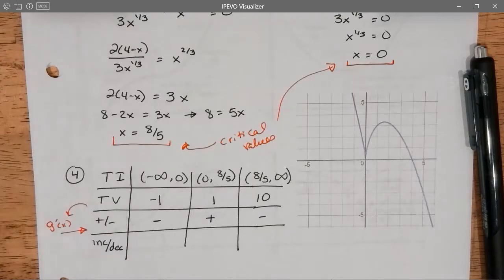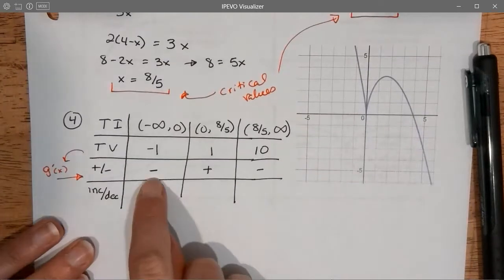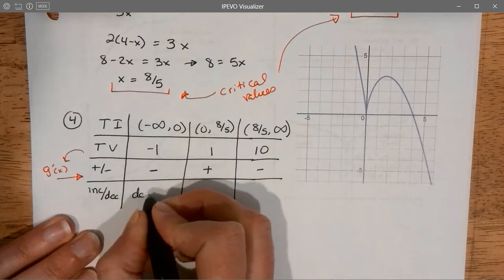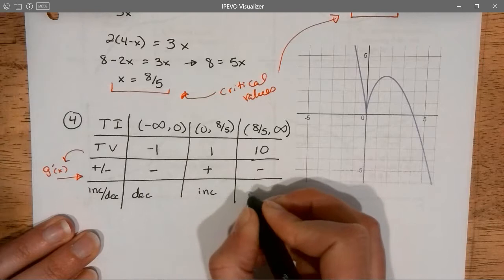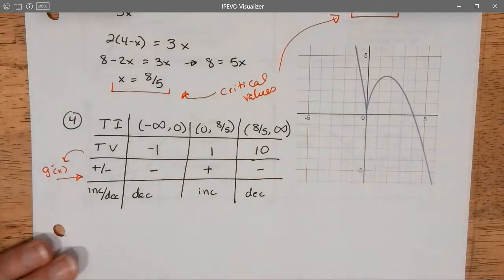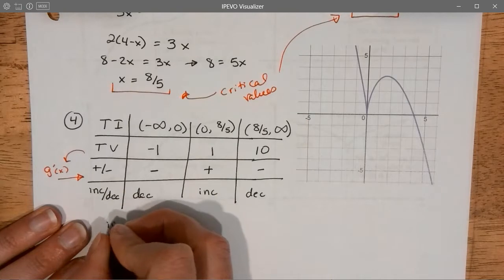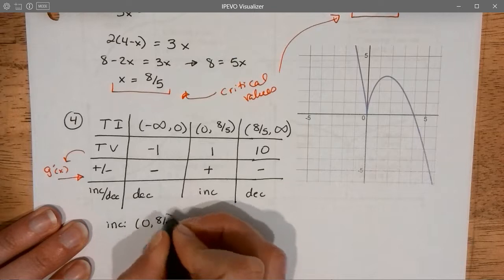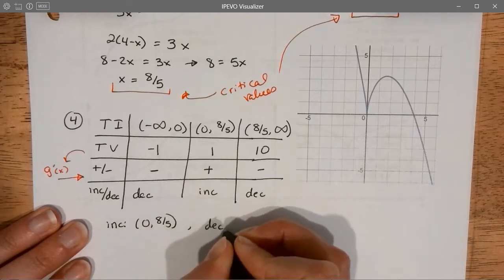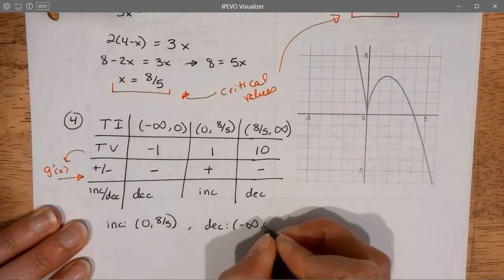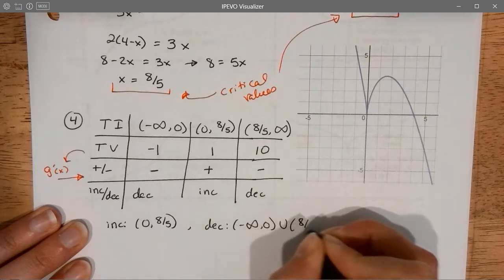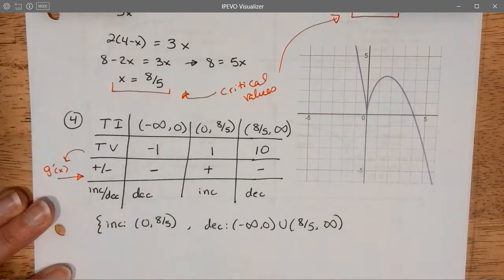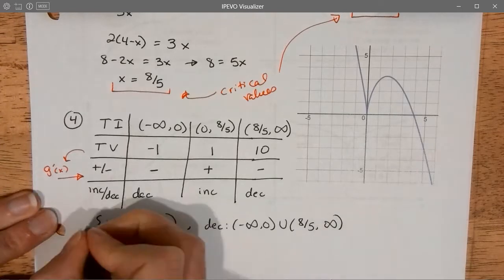Alright, back to our conclusions. Because this was negative, positive, negative, I know that negative means that the function was decreasing on the interval, positive means that the function was increasing on the interval, negative means the function was decreasing on the interval, and I can get our conclusions about increasing and decreasing. So the function is increasing on the interval 0 to 8/5, and decreasing on the intervals -infinity to 0 and 8/5 to infinity. Okay, so again, that's my conclusion to step 4 about intervals of increase, decrease.